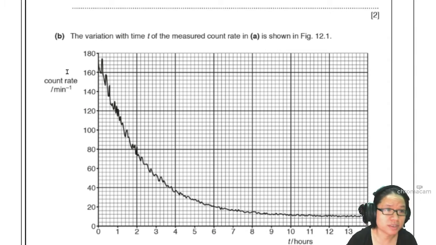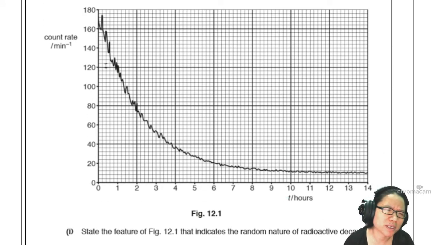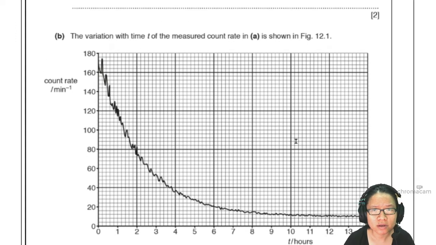I'll show you the graph now. Behind me, you will see the graph. This is a count rate graph against time measured in hours. You might be thinking, this graph looks very weird. Why is it so zigzaggy and inconsistent? Well, I have a simulation to show you how these zigzag graphs come about. There are many reasons that contribute to these slightly random and inconsistent readings.